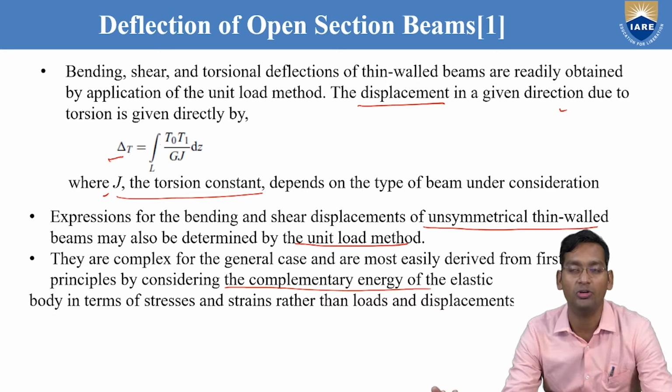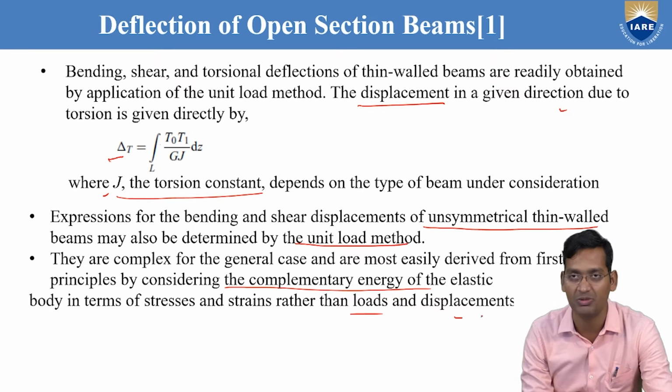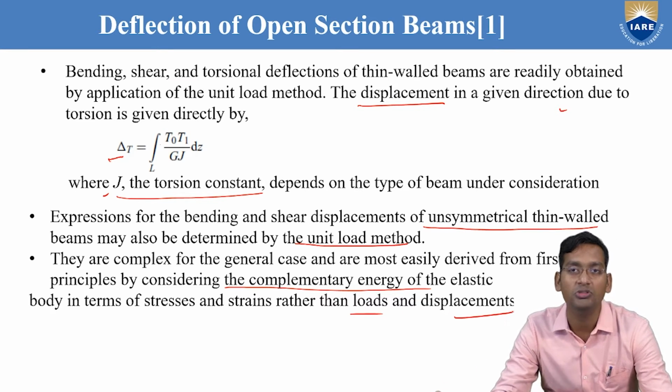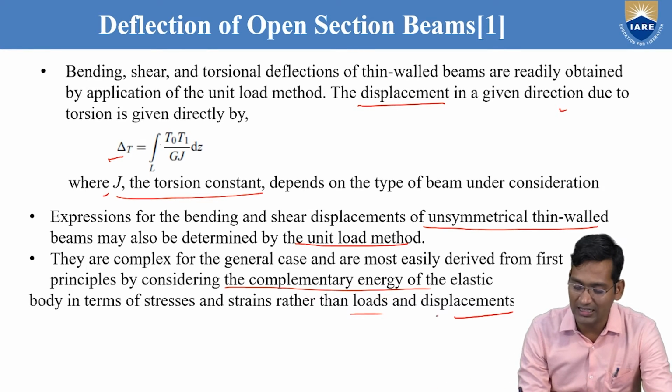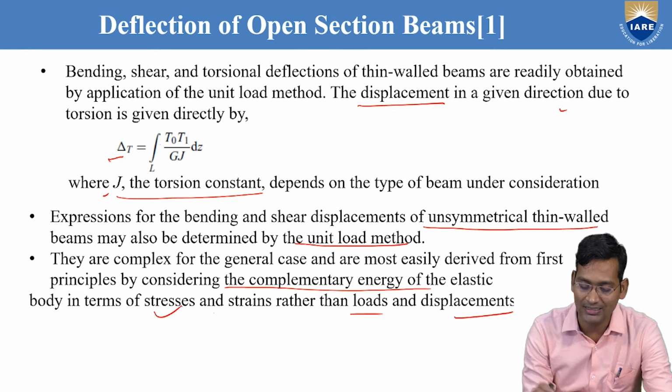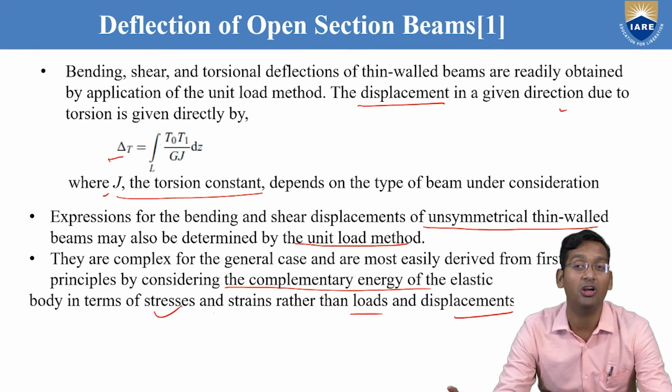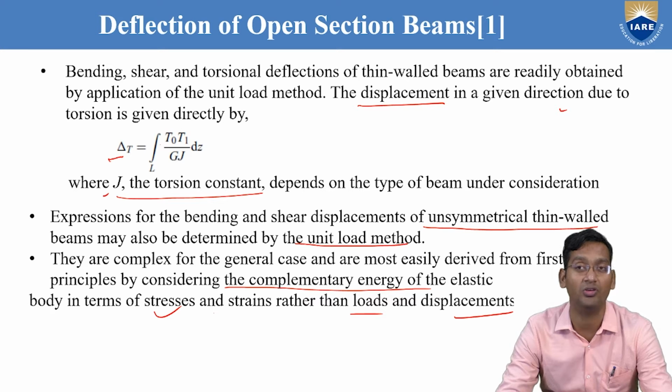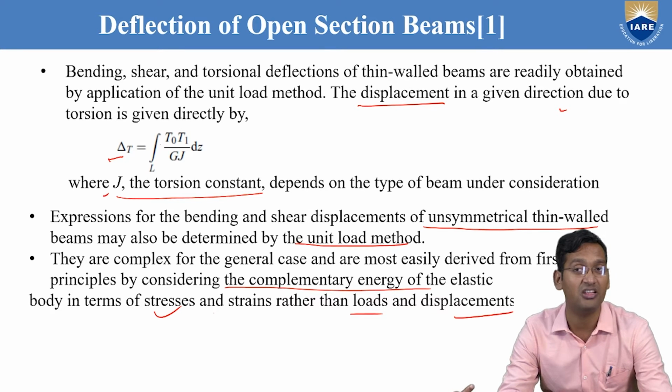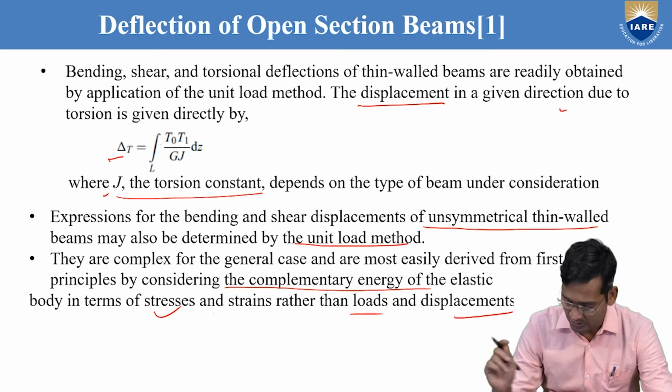So now, instead of considering load and displacement, we use stress and strain. Stress is load per unit area, and strain is displacement, or delta L by L. Instead of load and displacement, here we consider stress and strain, as we already saw in the complementary energy equation, where we used only stress and strain instead of load and displacement. So here also we can use it.